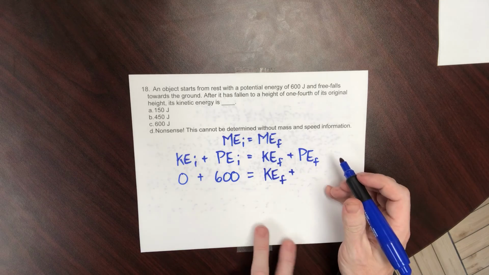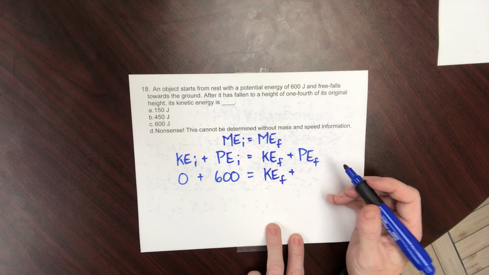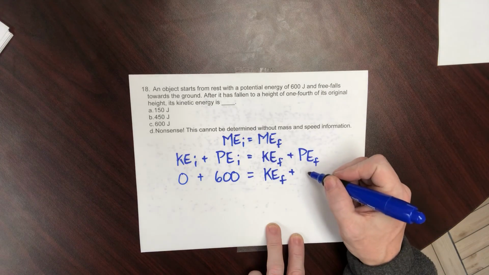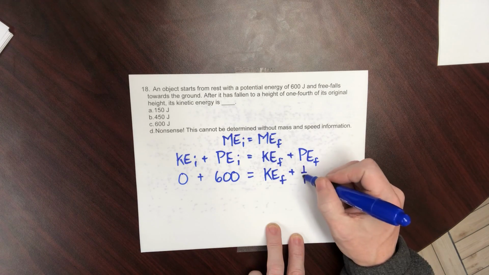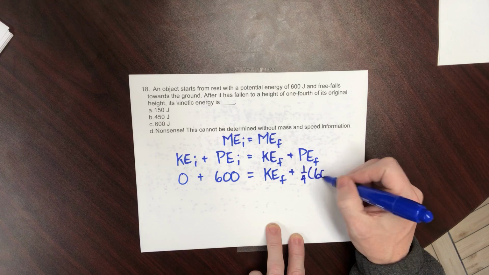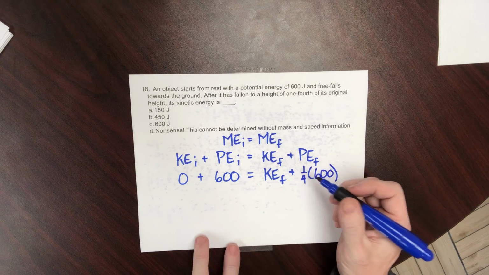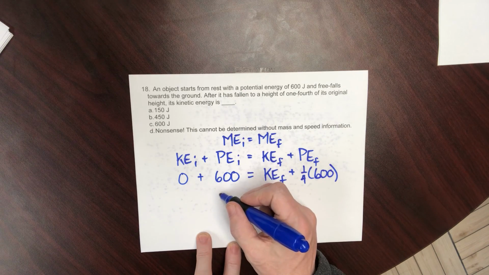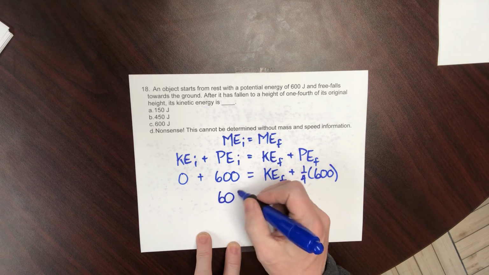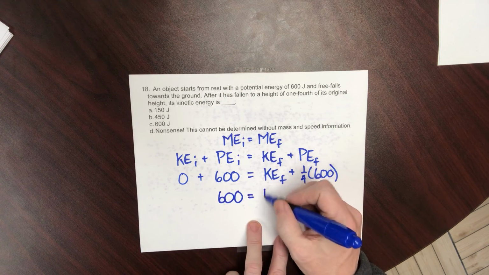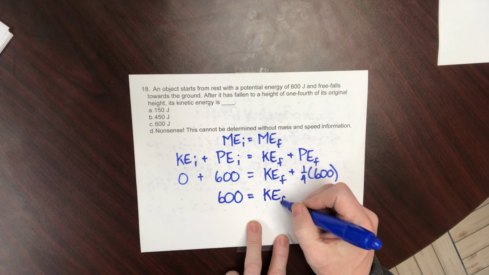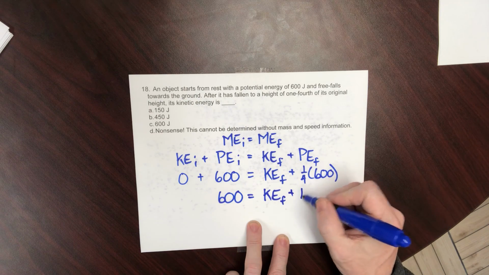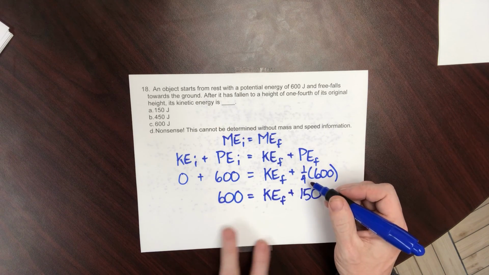And then our final potential energy, because we're 1/4 the height, is 1/4 the initial potential energy, 1/4 times 600. Simplifying that, on the left-hand side, our initial energy is 600 joules. That equals the final kinetic energy plus 1/4 times 600, which is 150 joules.